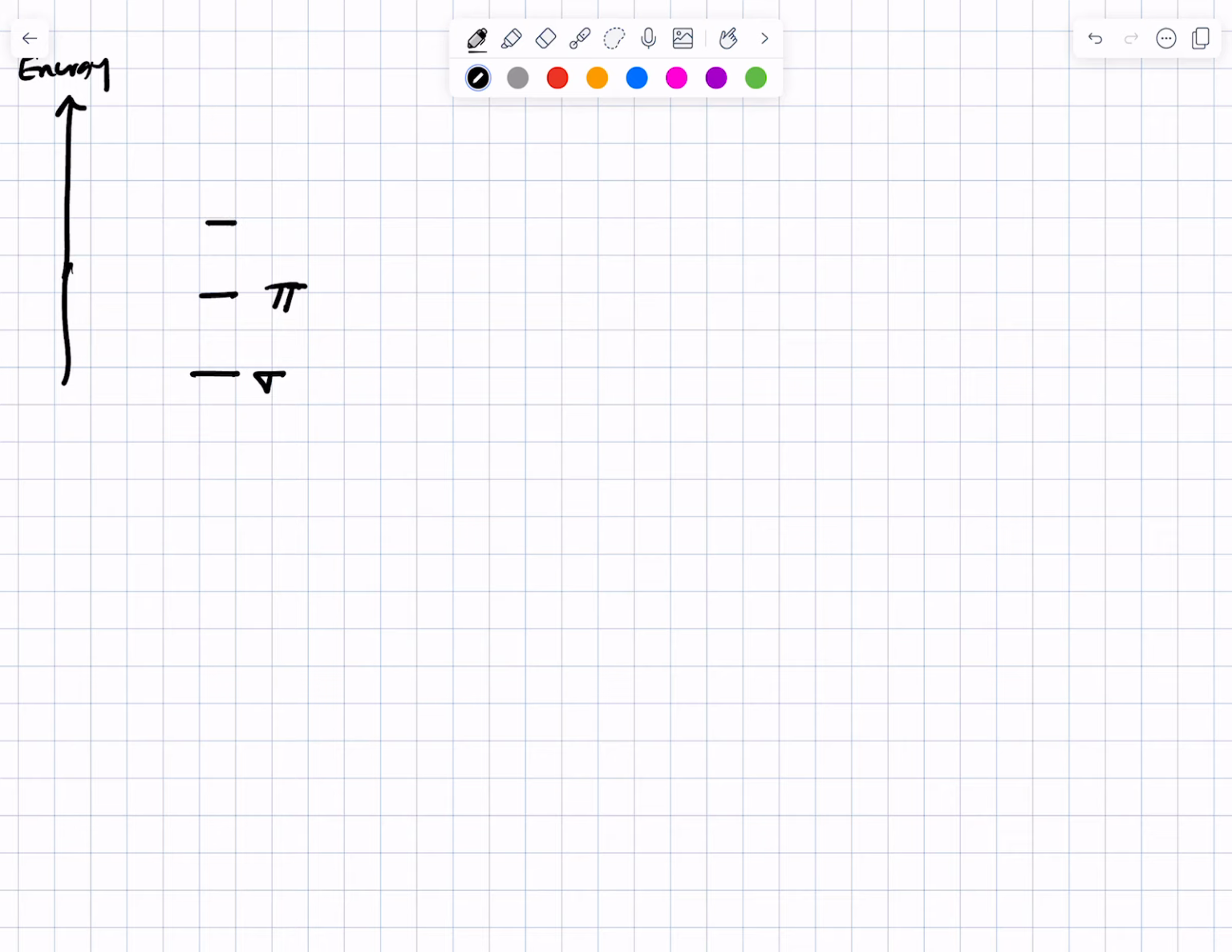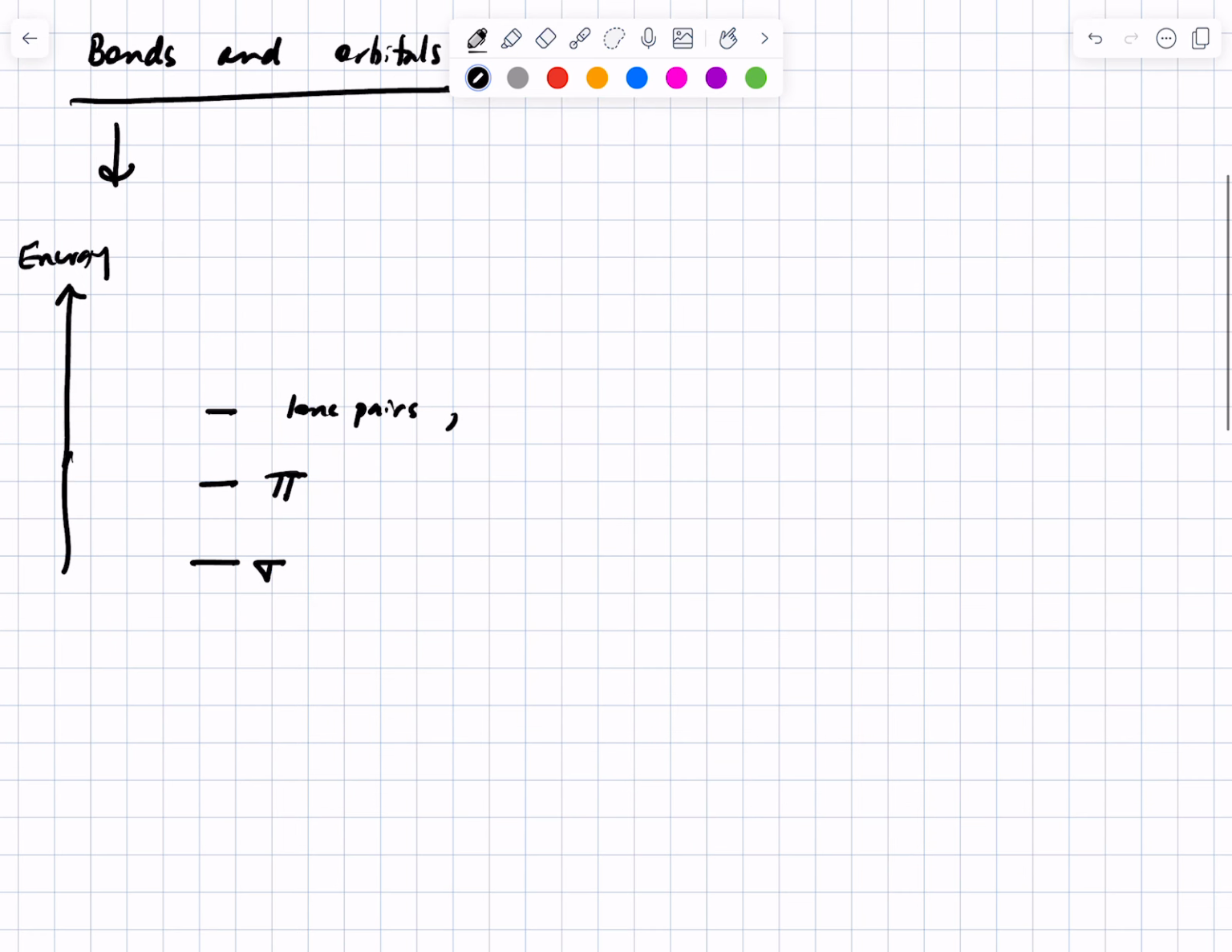So I'm going to just put lone pairs up here. But I will also put, in this sort of list, bonds and orbitals. I'm going to write here, it won't come up much in this class, but I'm going to write it here for completeness, empty p orbital. An empty p orbital is an atomic orbital that's unoccupied. You've seen that before in a carbocation. You learned about carbocations, right?